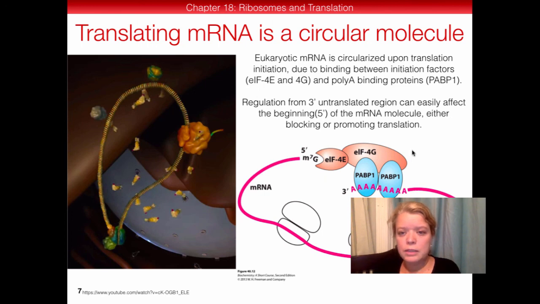Whenever this binding between 4G and the poly-A binding proteins is abolished for one reason or another, and the message is linearized as opposed to being circular, it becomes a lot more fragile, and it degrades much faster by the RNases. They're just trying to find a way to get there and degrade the RNA message.